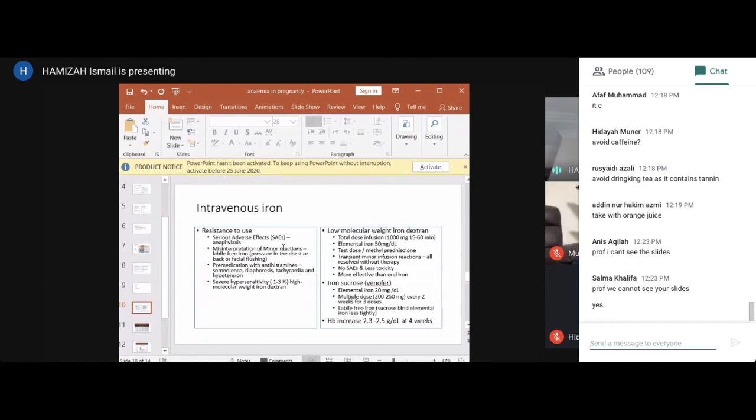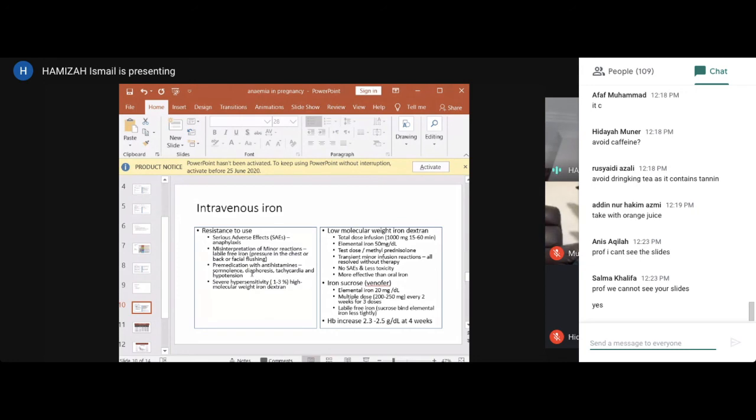Misinterpretation of minor reaction. Sometimes, especially with iron sucrose, the sucrose doesn't bind the iron properly. If you put in ferric iron, this is toxic to the body. It will cause anaphylactic effects. But when you put in sucrose, there is labile free iron, usually not much, and these cause pressure in the chest and or the back and facial flushing. When this happens, sometimes we think it's hypersensitivity, and then we stop the iron. But actually if you leave it, it will disappear by itself.